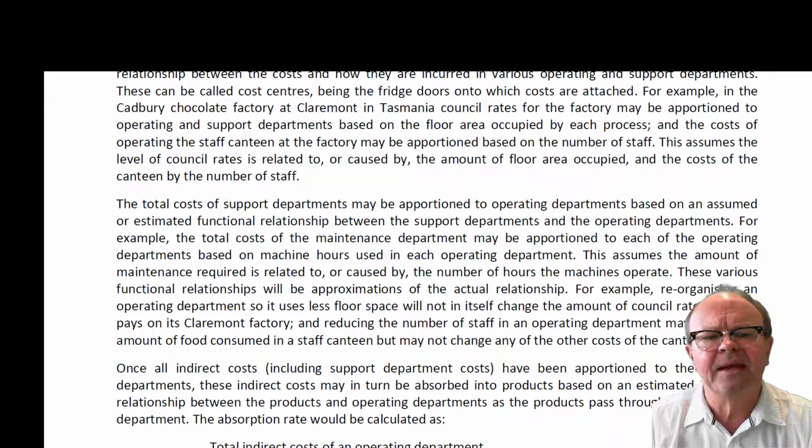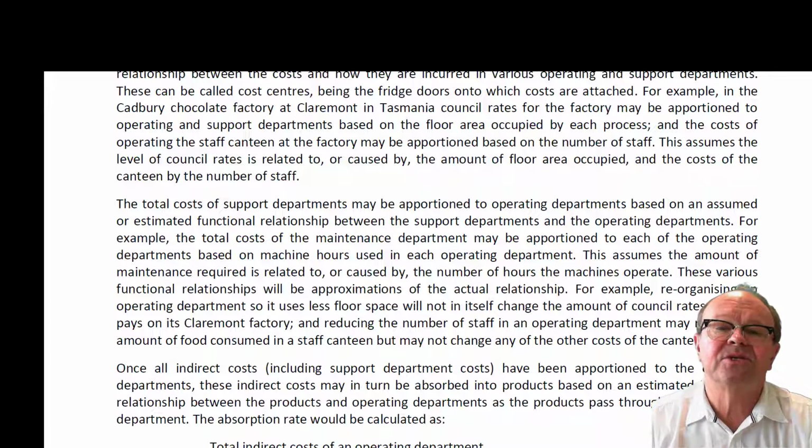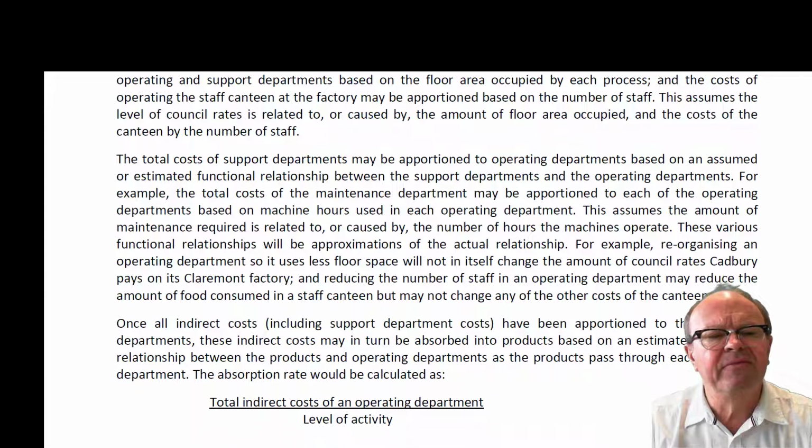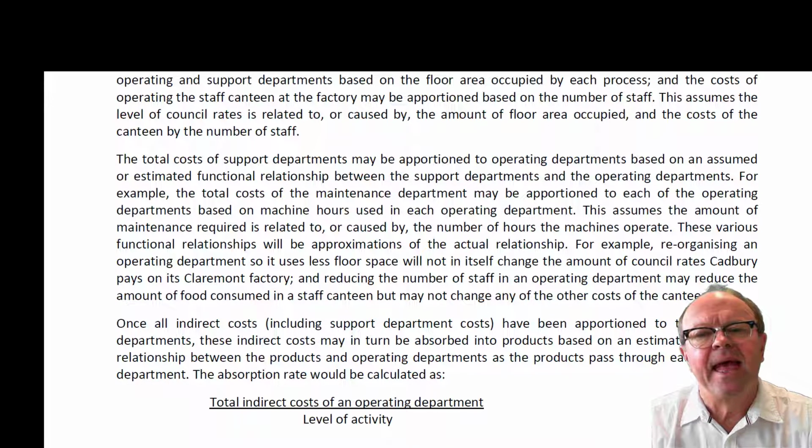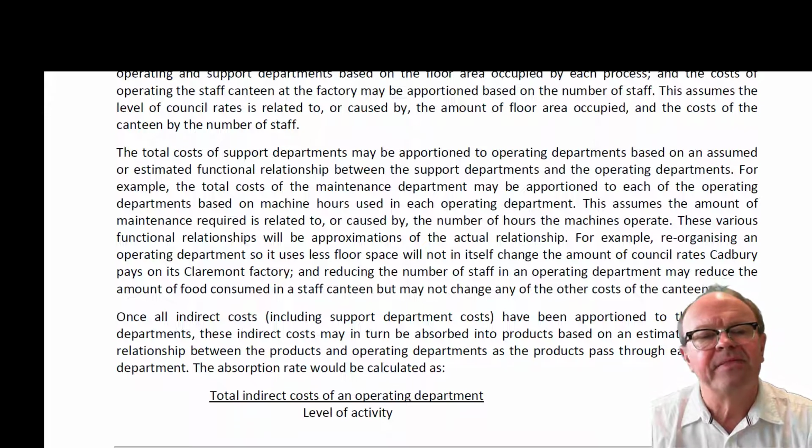For example, in the Cadbury chocolate factory at Claremont in Tasmania, council rates for the factory may be apportioned to operating and support departments based on the floor area occupied by each process, and the costs of operating the staff canteen at the factory may be apportioned based on the number of staff. This assumes the level of council rates is related to or caused by the amount of floor area occupied, and the costs of the canteen by the number of staff.